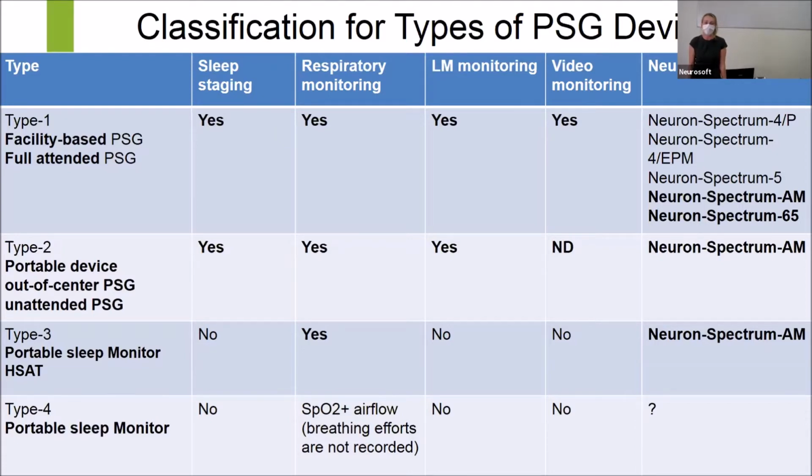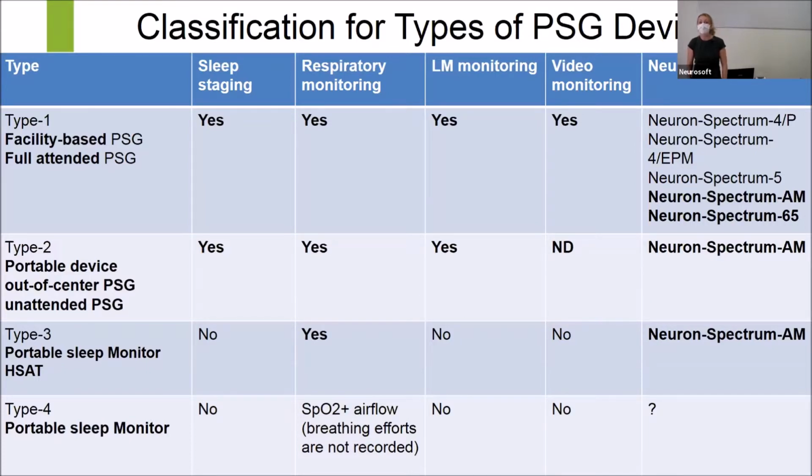The first type is polysomnography for a facility. It is the sleep system for facility-based, fully attended polysomnography. This system usually includes all channels for sleep analysis, for respiratory monitoring, and for leg movement. Usually, polysomnography with this system is performed with video monitoring.